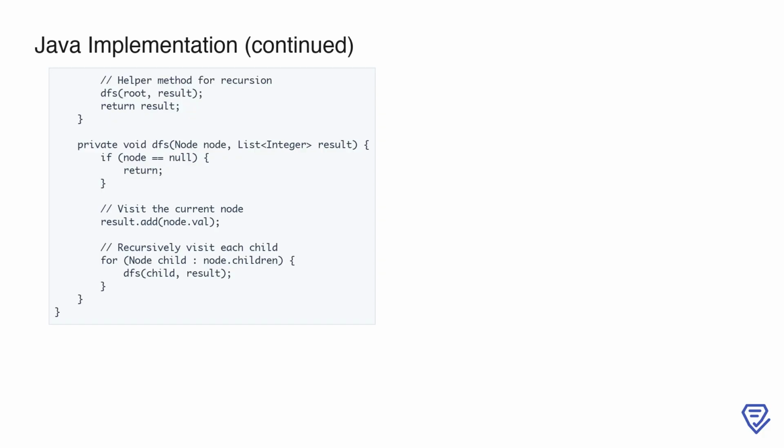It begins by checking if the current node is null, and if so, it returns immediately, ensuring we don't attempt to process a non-existent node. Next, the current node's value is added to the result list, as preorder traversal visits the node itself before its children. Then, for each child in the current node's children list, the DFS method is called recursively. This ensures that we visit all children in the correct order, maintaining the properties of preorder traversal. Finally, the result list is returned, containing the values of the N-ary tree nodes in preorder sequence.